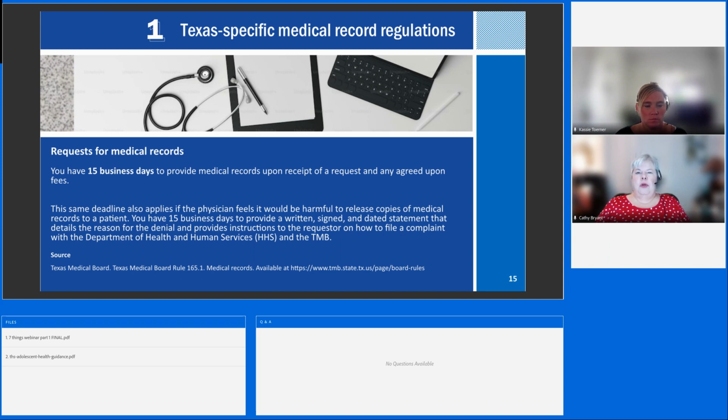If there is some reason that the physician feels that releasing records would be harmful to the patient, you have that same 15-day rule in which you must put in writing why you are denying the records. And you have to tell the requester how to file a complaint with the Department of Health and Human Services and the Texas Medical Board.